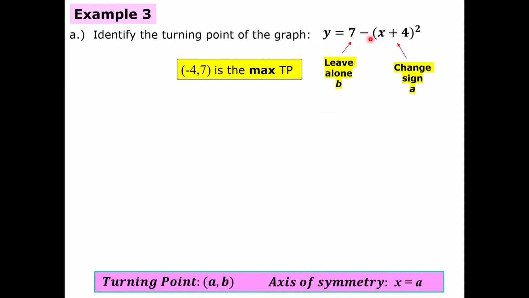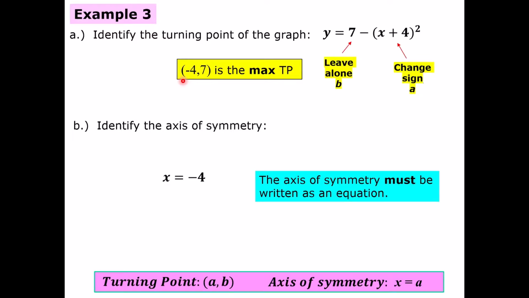If there's a negative in front of your bracket, it means it's a maximum turning point. And this is called the nature of the curve. And the axis of symmetry, because we know A is -4, we can write down our axis of symmetry, x equals -4. And remember that the axis of symmetry must be written as an equation. You can't just write symmetry equals -4, it must be an equation like this.